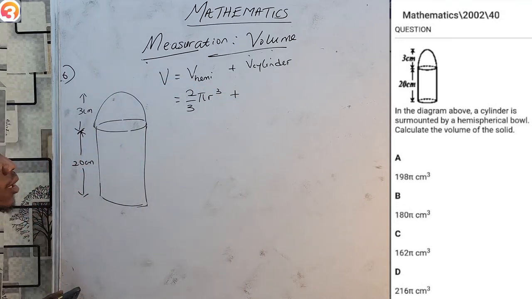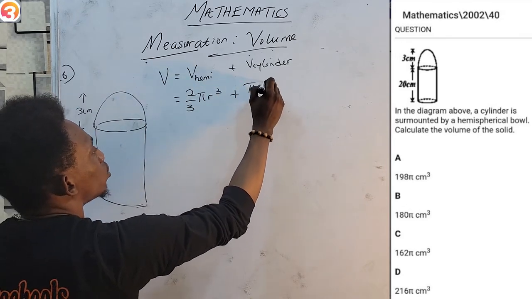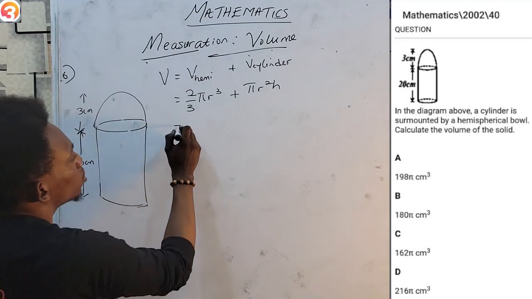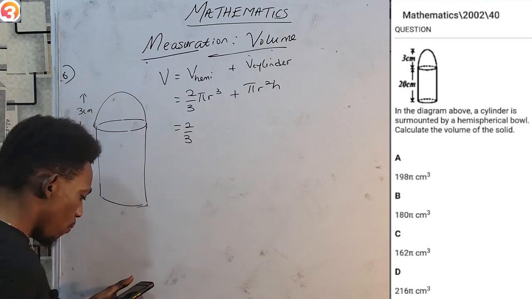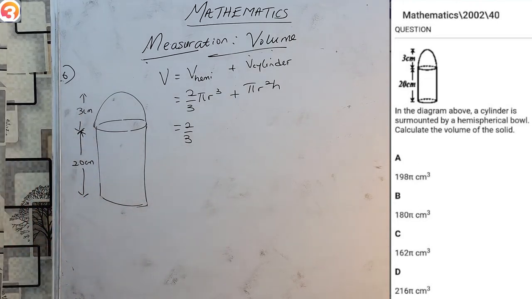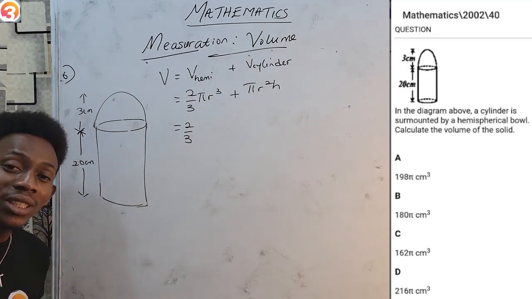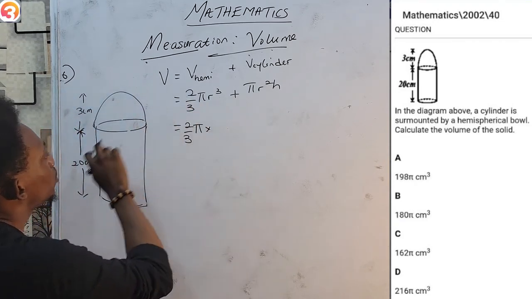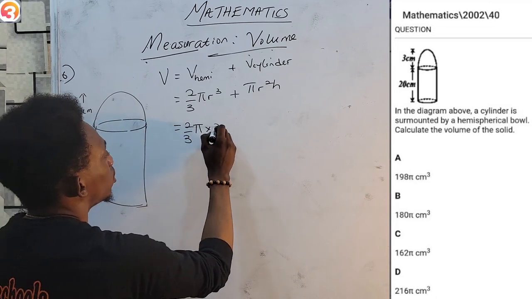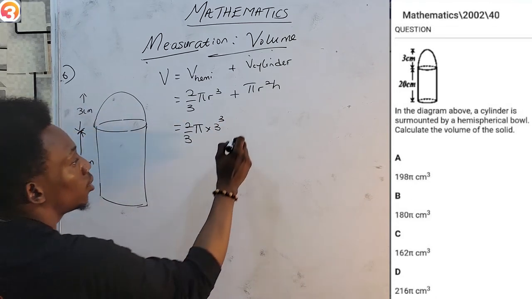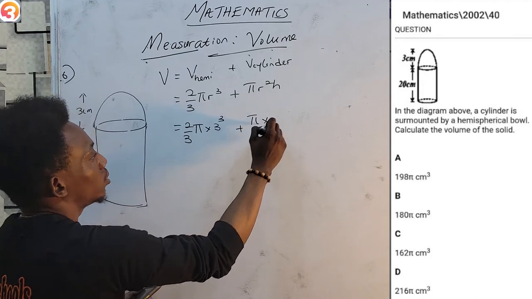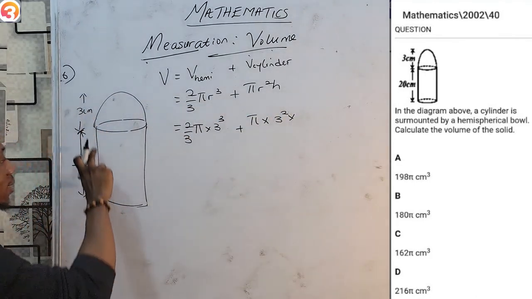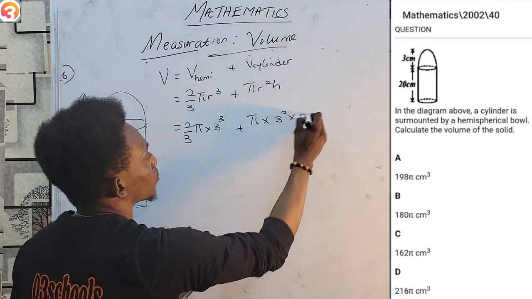And for the cylinder, it is pi r squared h. So to solve, this becomes 2 over 3. Now, if you look at your options, you notice they are all in terms of pi. That means I don't have to put in any number for pi. I can simply leave it as pi times radius cubed. That's going to be 3 cubed. Plus pi again, radius squared is going to be 3 squared times the height, which is 20.